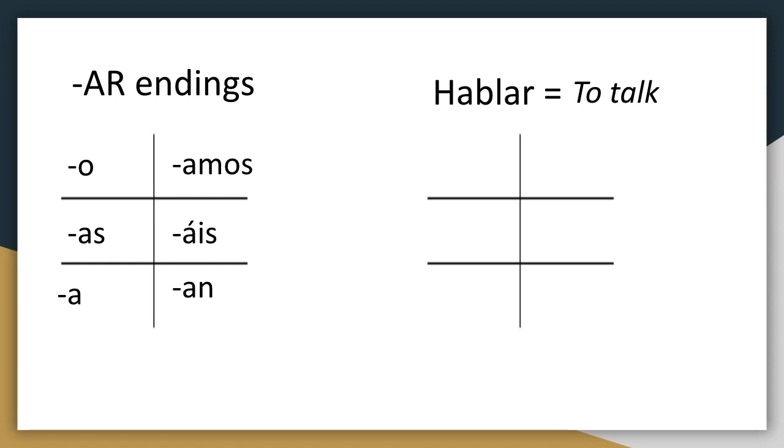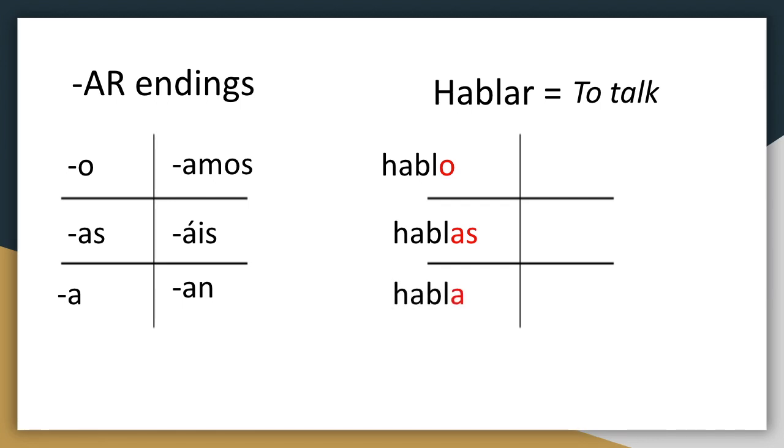So, first step. Who is doing the action? Let's start off with I talk. We're going to drop that AR ending and add our new ending. It's going to look like hablo. If we want to say you informal talk, we're going to drop off the AR, add our new ending. Hablas. If we want to say he, she, or you formal talk, it's going to look like habla.